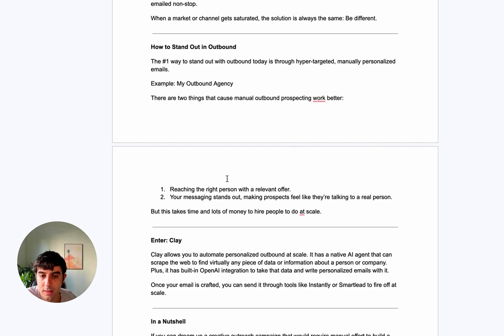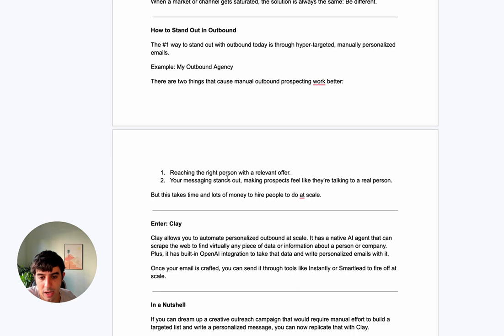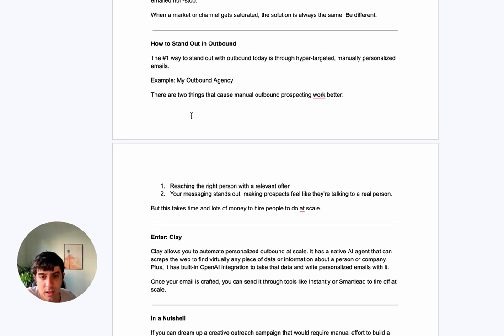The thing is, this takes a lot of time, and it takes a lot of money to hire people to do it at scale. Having tons of VAs or tons of SDRs is going to be expensive. So we know that this works better. We just know that it's time and labor intensive to write a very personalized, research-based email, to spend 5 to 10 minutes researching a prospect and writing something specifically for them. It takes time and effort.